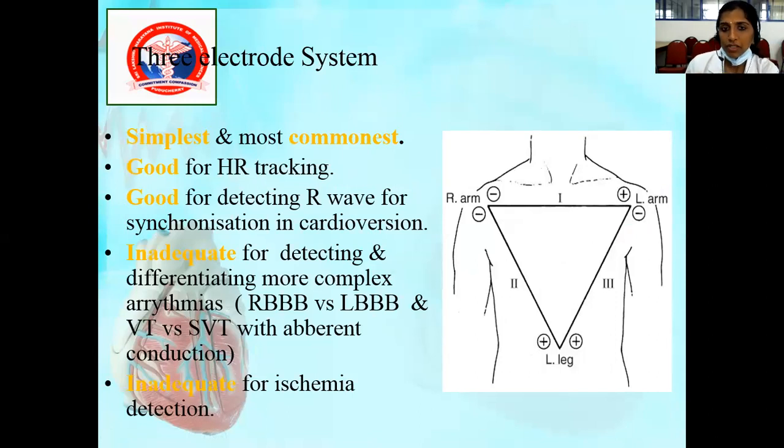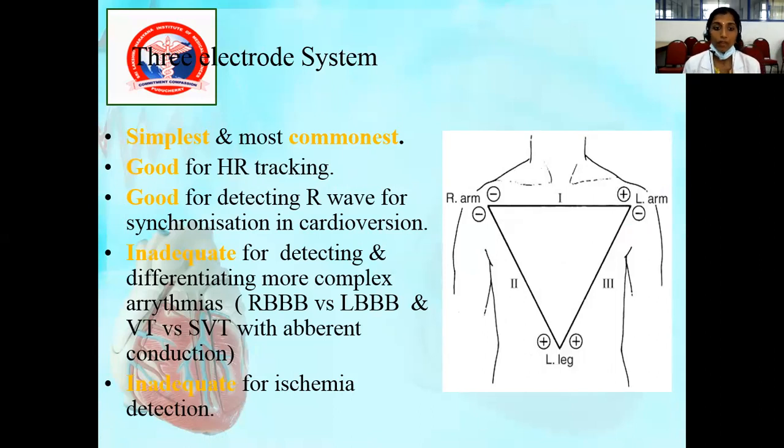So the 3 electrode system is very simple and common. In that we will put 3 electrodes on the right arm, left arm and left leg. But it's good for detecting normal R waves and heart rate monitoring. So detecting the R wave means that it can also be used for defibrillators and cardioverters.